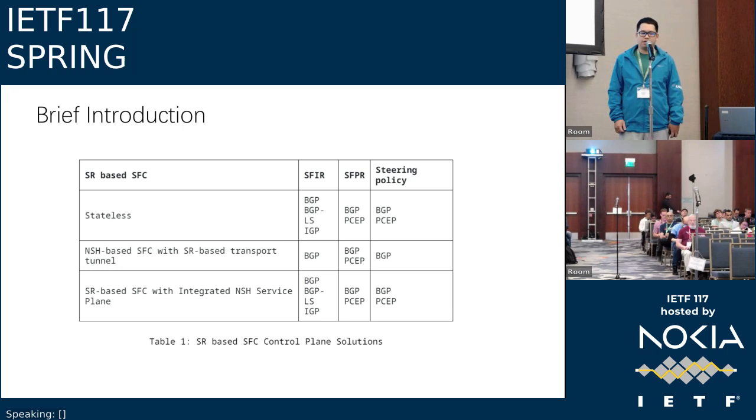For the other categories, NSH-based SFC usually adopts solutions similar to NSH, so it uses BGP to distribute SFIR and BGP to distribute SFPR. Currently only BGP can be used to distribute steering policy. And for the last category, SR-based SFC, it's similar to the stateless one, so we have almost the same solutions as the first category.